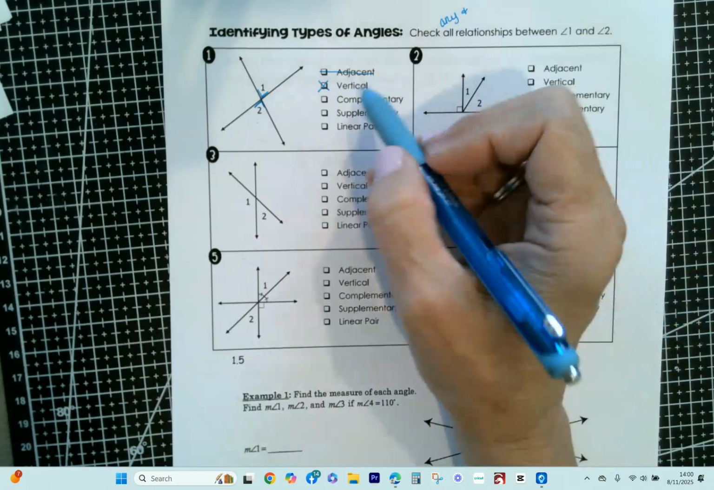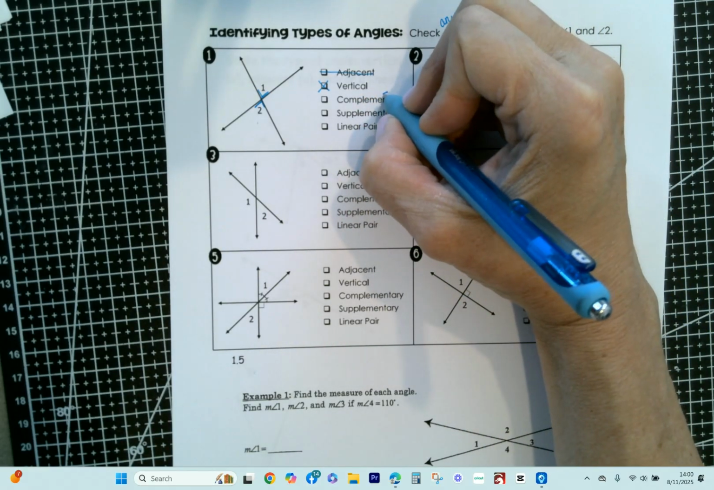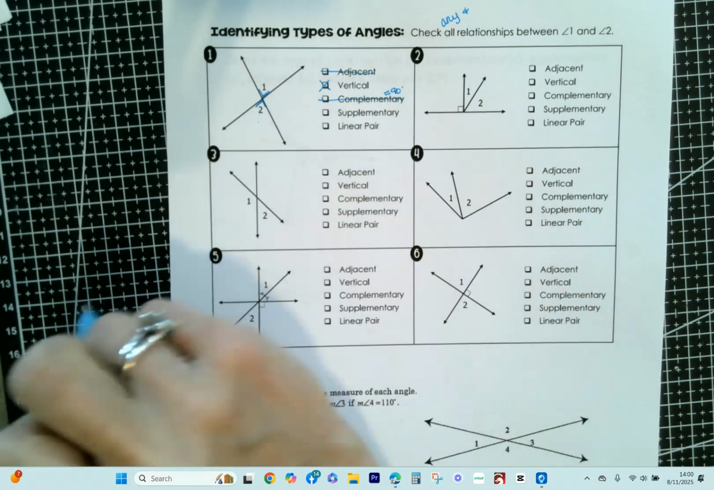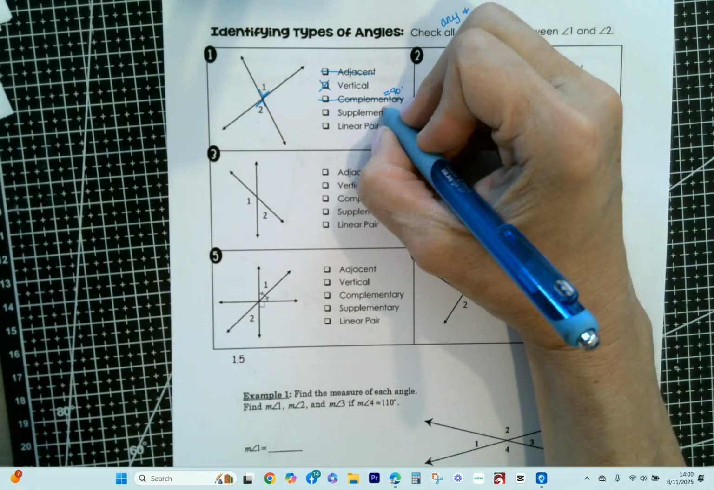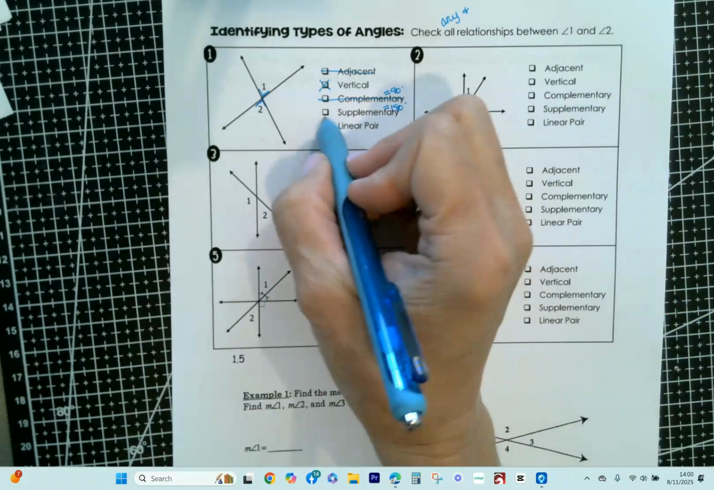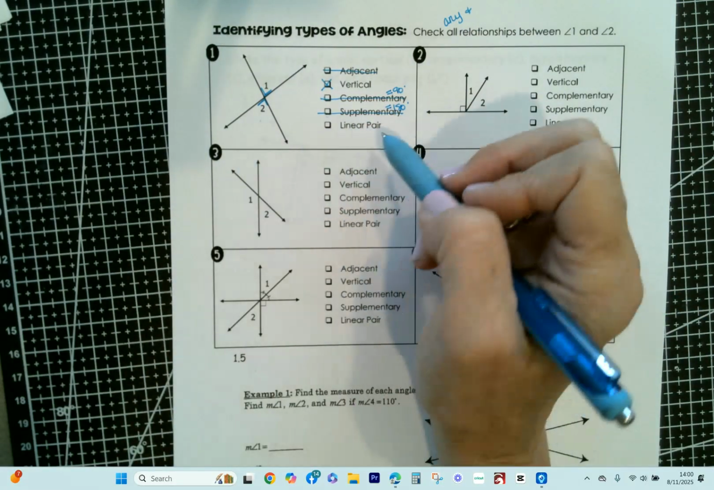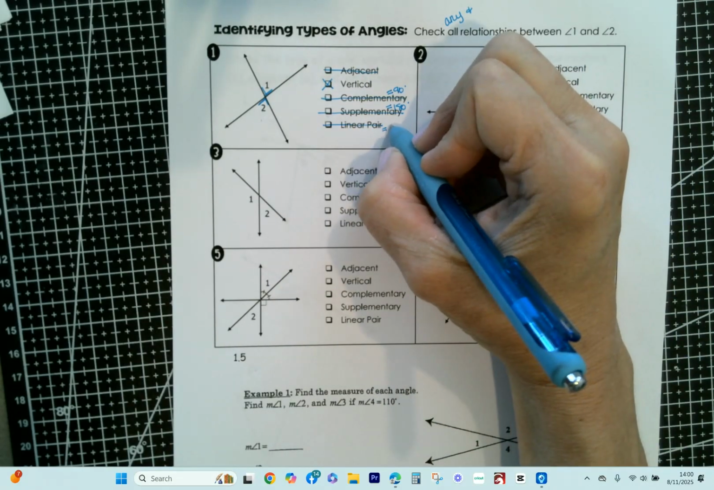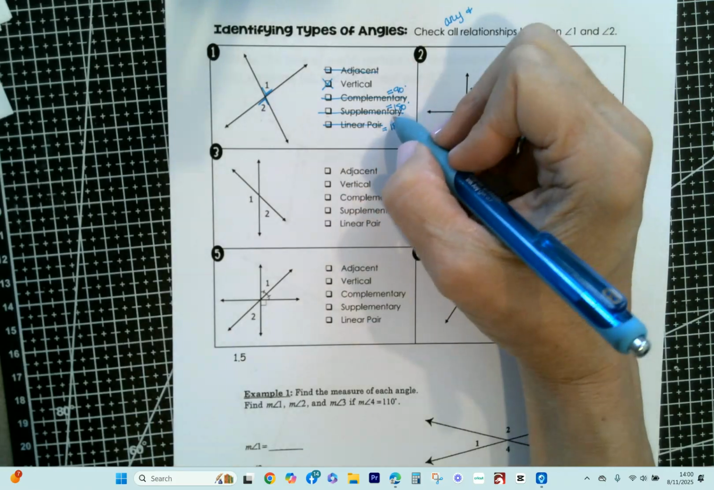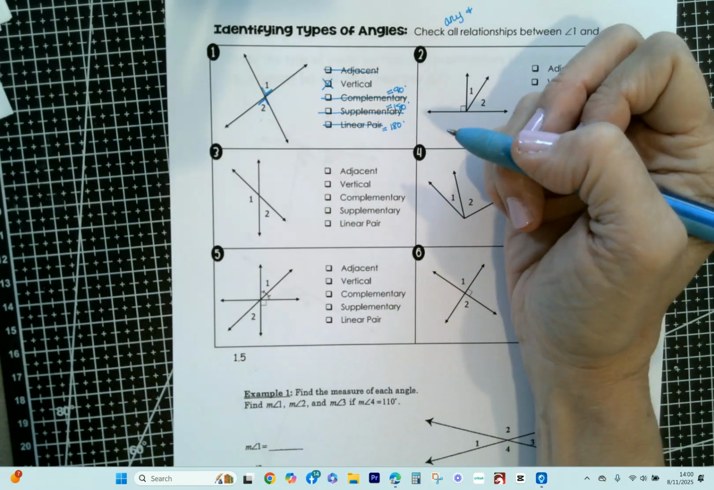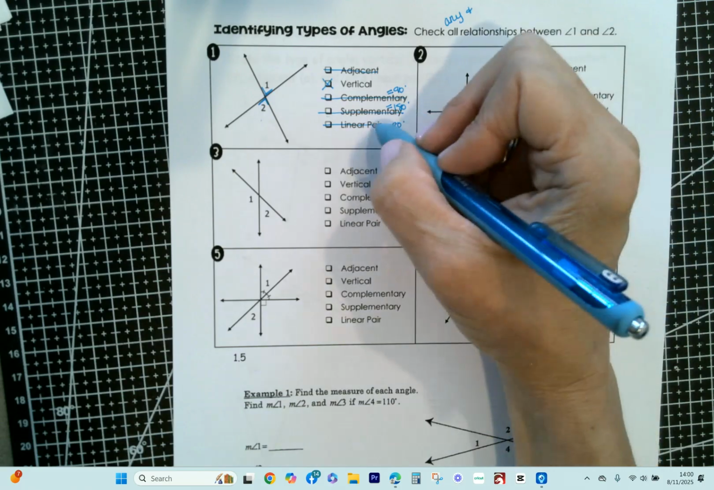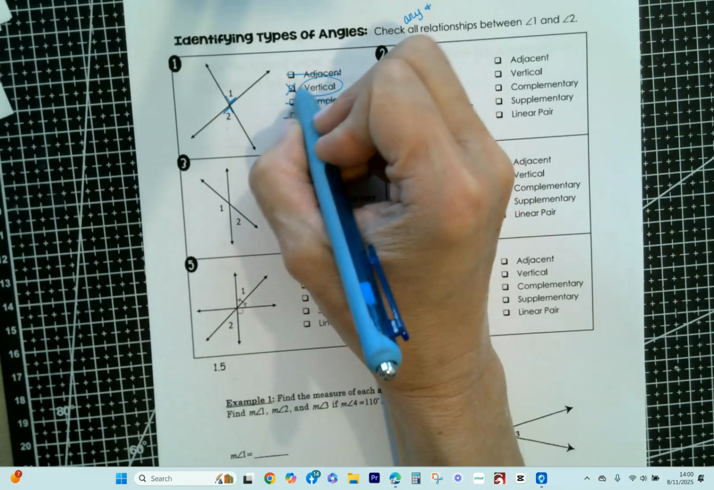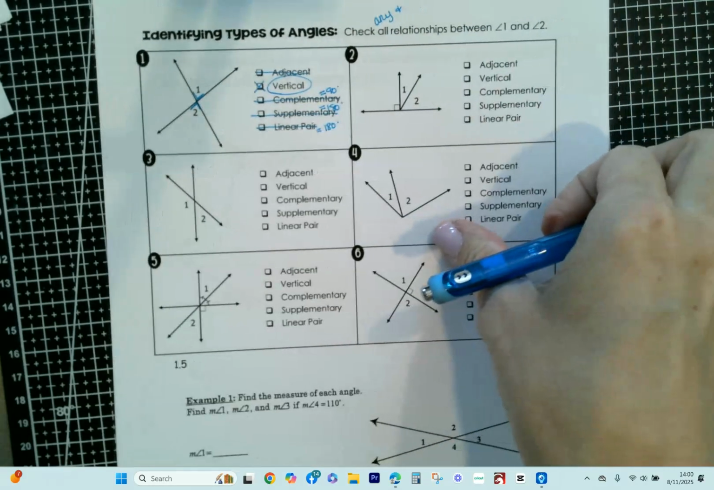And then complementary, that means that they add to 90, but I don't know any measurements, so I cannot definitively say that. Supplementary means they add to 180. I don't know that, so I can't use that. And because they're not supplementary, they're not a linear pair. A linear pair is a type of supplementary. So the only one I can definitively say is vertical. Can't do anything else.